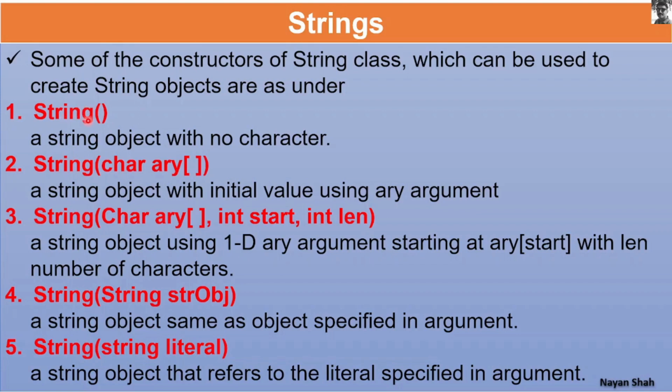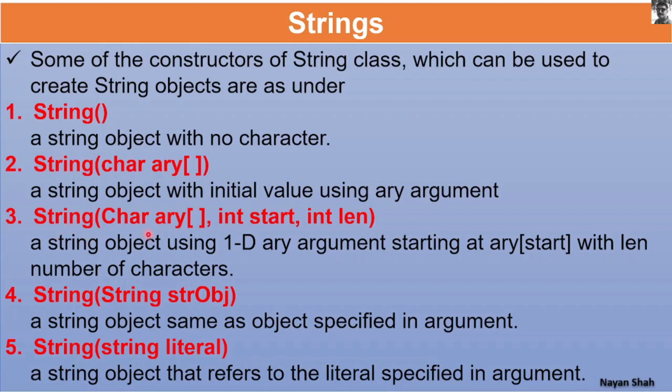The first constructor of the String class is String() without any argument. It creates an object with no characters. We will see this with examples also. Second is String(character array). You write the name of a character array. So a string object is created with the initial value using the array argument. Whatever value is stored in this character array, all those characters will be considered as the string object.